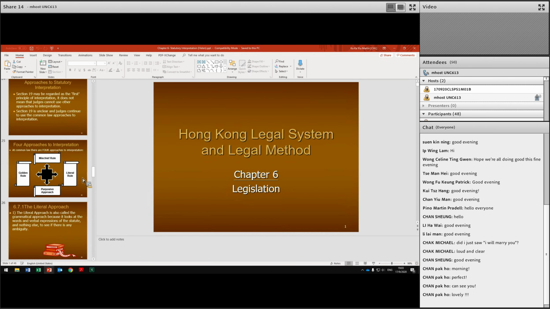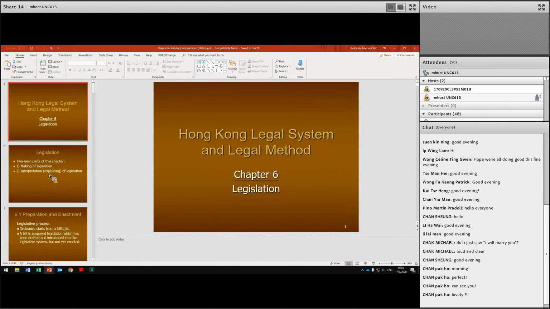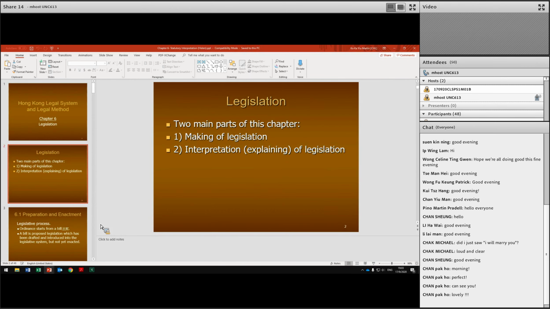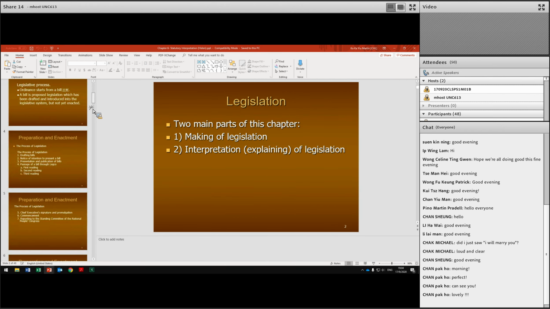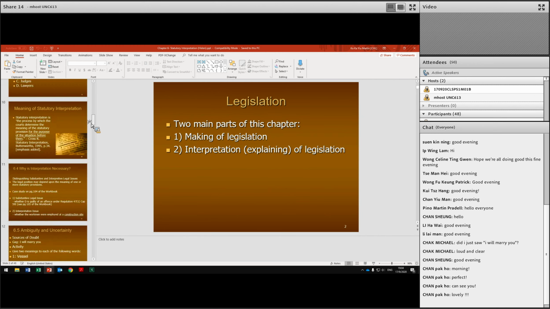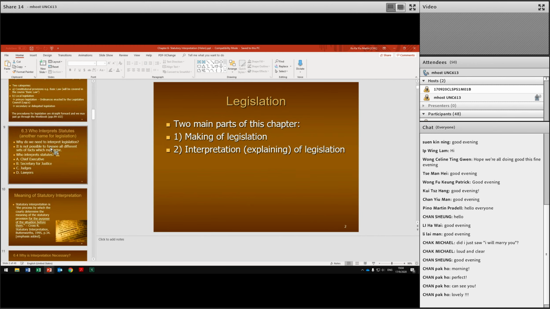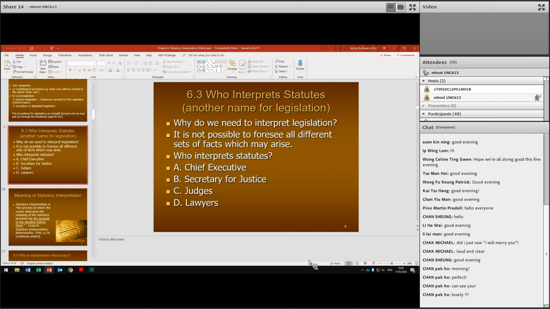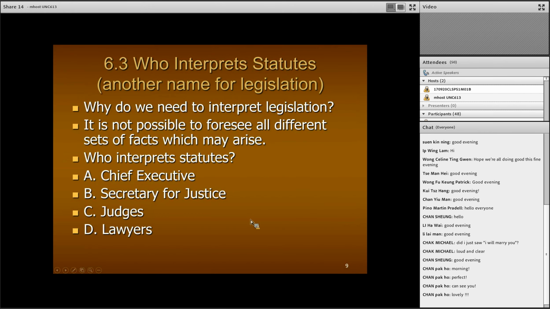Now we'll go to the PowerPoint. We have two major parts of this chapter. Making of legislation has already been covered in the last lesson, because making of legislation is so mechanical and straightforward that we don't need too much explanation. Now we may proceed to slide 9. We'll start with interpretation of legislation.